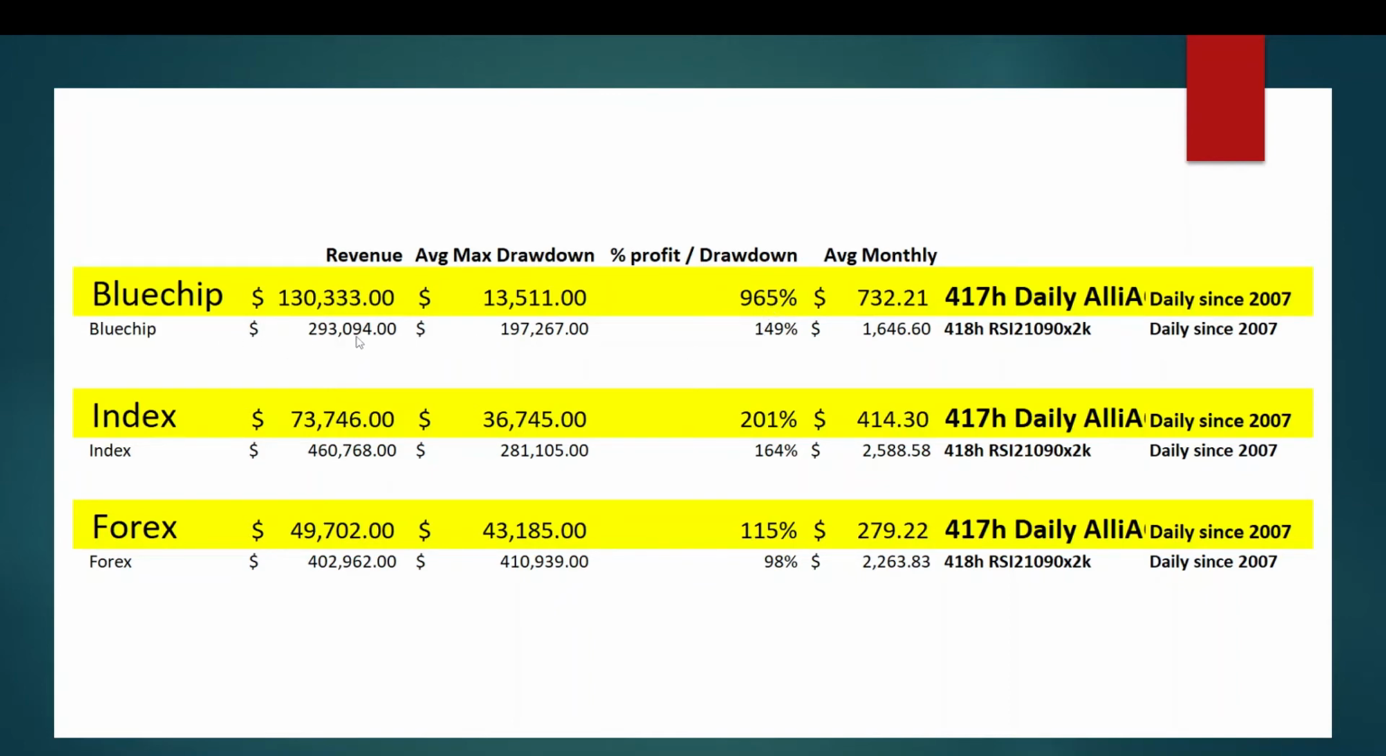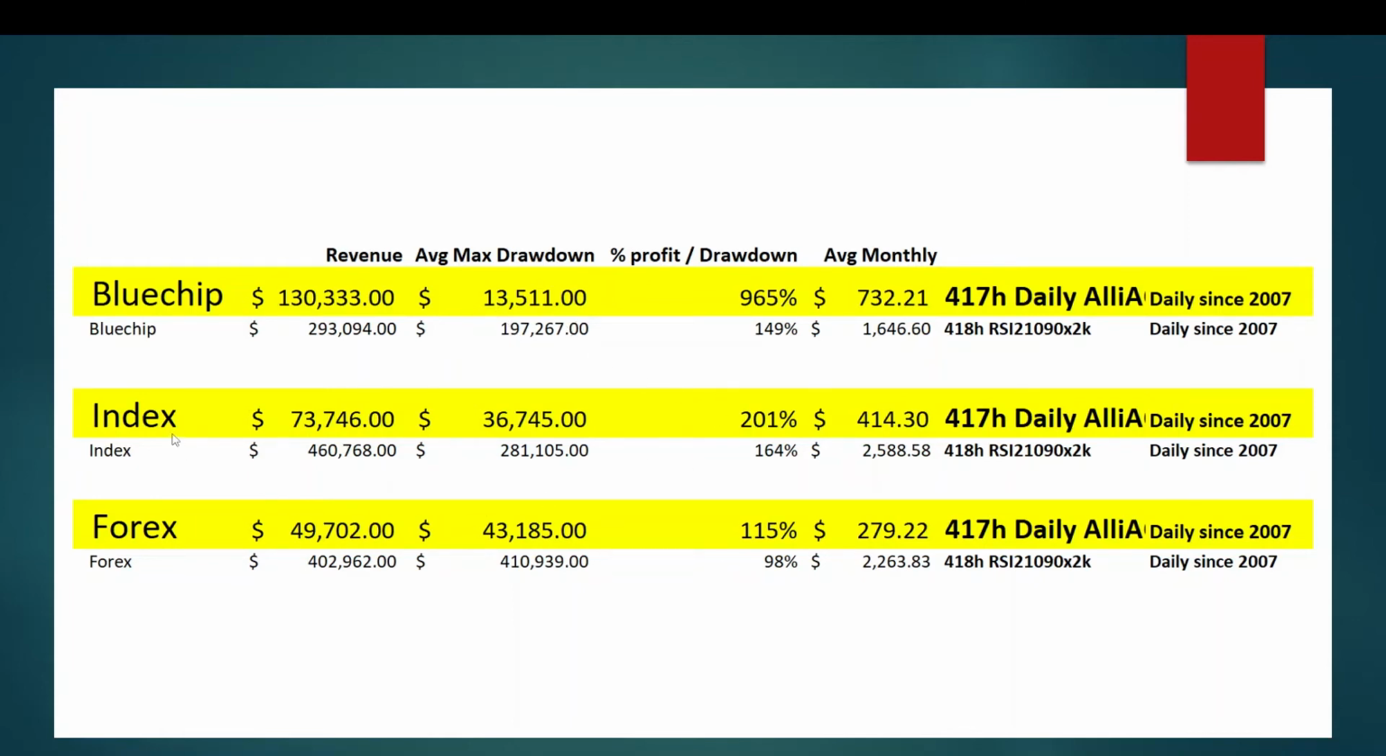The blue chip RSI2 strategy brought in 293,000, a lot more in terms of revenue, but also look at the drawdown, 197,000. So it's 149% effectiveness. Still good, but you need deeper pockets in terms of drawdown capabilities.